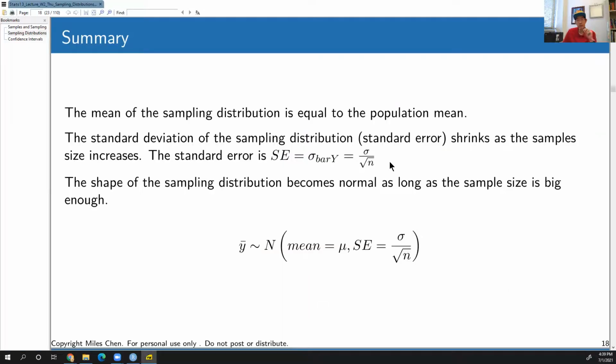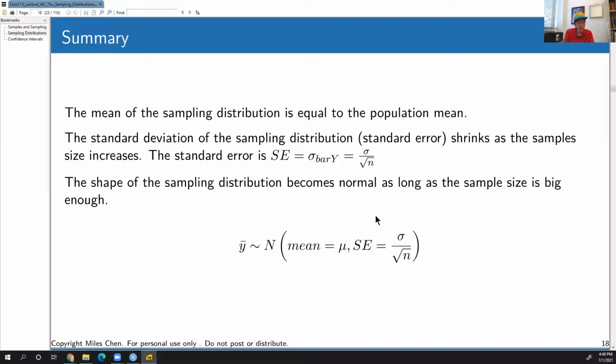We give that a special name, the standard error. Standard error is the spread in our sampling distribution, or the standard deviation of our sampling distribution. And the formula for that is sigma divided by the square root of n, okay? Sigma being the population standard deviation, divided by the square root of your sample size.